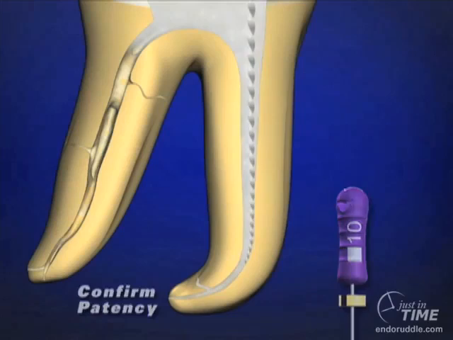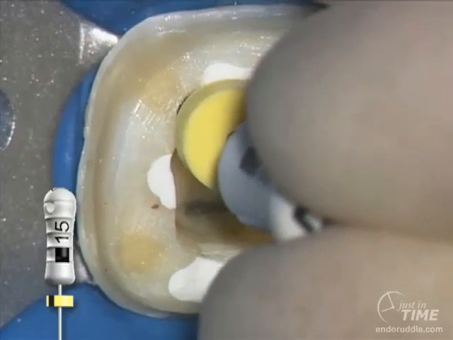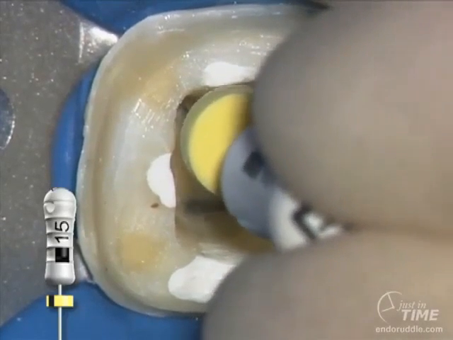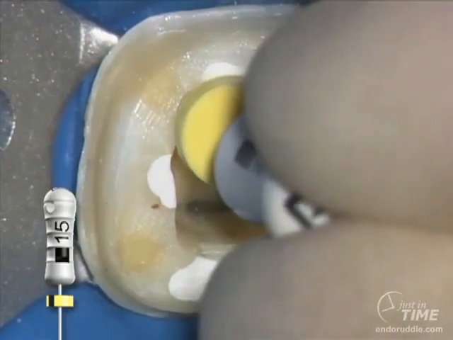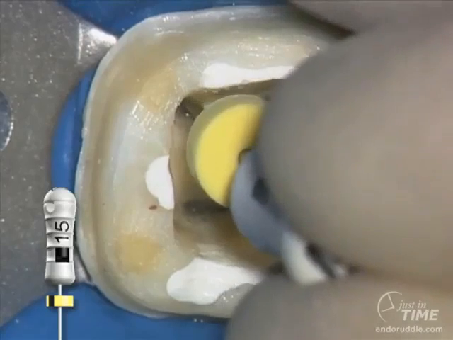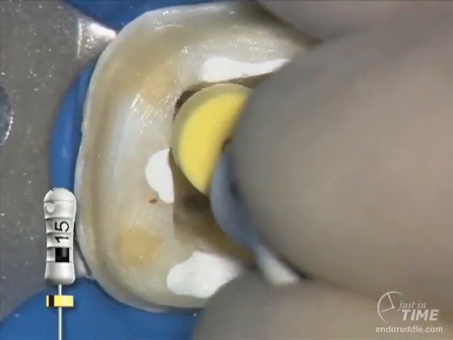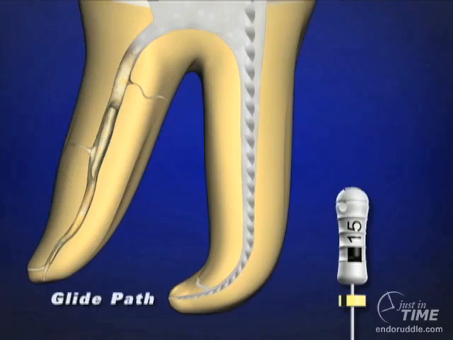Now I'm checking the glide path. Notice I'm moving the 15 file back about a stop and sliding back to length. Now I'm moving it back about 2 stops and see if I can slip and slide back to length. If I can slip and slide and glide over the apical 1/3, then I have confirmed clinically that I have a glide path, and it would be safe to use mechanical instruments to shape the apical 1/3 of this canal.